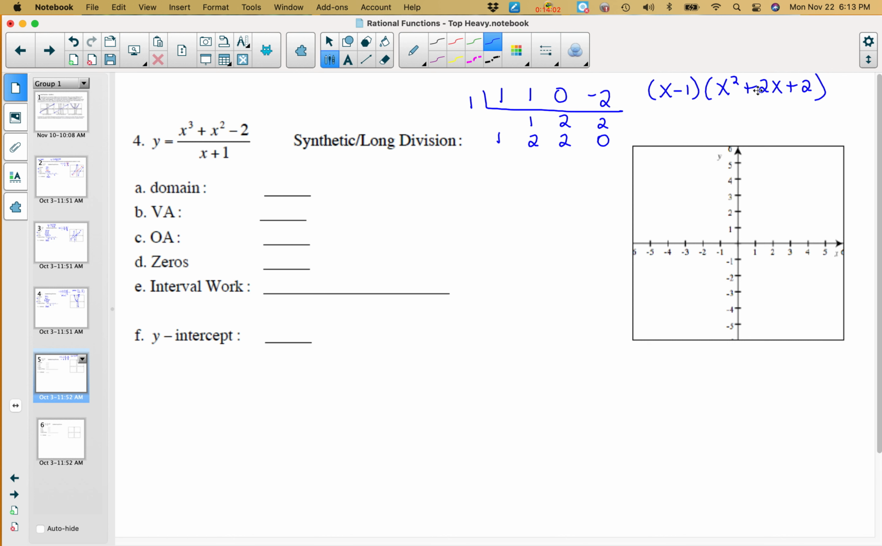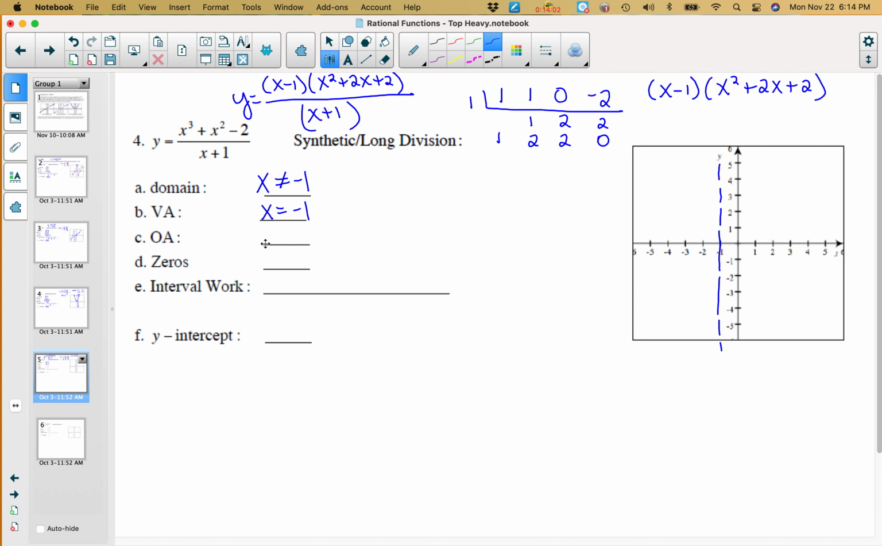So we're going to have to work with that on the zeros in just a minute. So right now it factors to x minus 1, x squared plus 2x plus 2 over x plus 1. Okay, so that's how it factors. So to find our domain, we're going to look at the denominator. So x not equal to negative 1. We are going to have a vertical asymptote at negative 1.